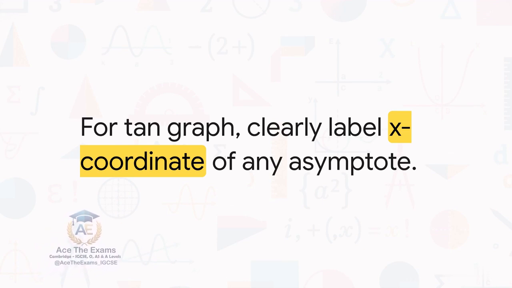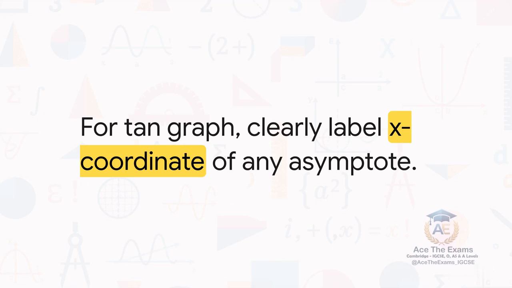For a tan graph, you must clearly label the x-coordinate of any asymptote. I know, it sounds almost annoyingly simple, right? It's totally maddening to think about losing points over a tiny dashed line. Yet, principal examiner reports highlight this over and over again as a major source of lost marks. It's just not enough to draw that dashed line. You have to explicitly earn points from this exact requirement by providing the actual mathematical label.